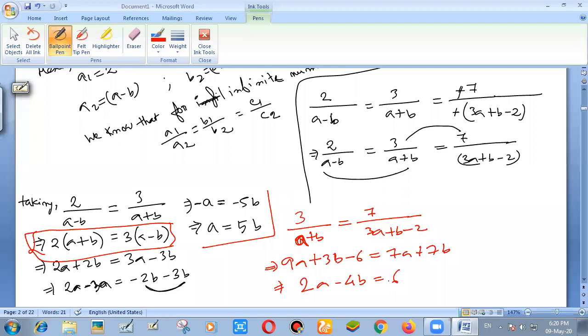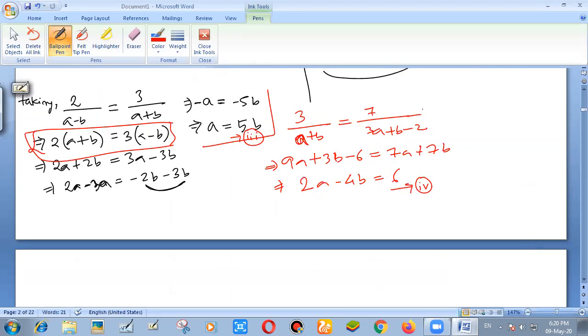Yes or no? Sir, yes. Okay. Now see, this is the equation 2a minus 4b equal to 6. So you give here number 3, because we have already given number 1 and 2, and it will be number 4.